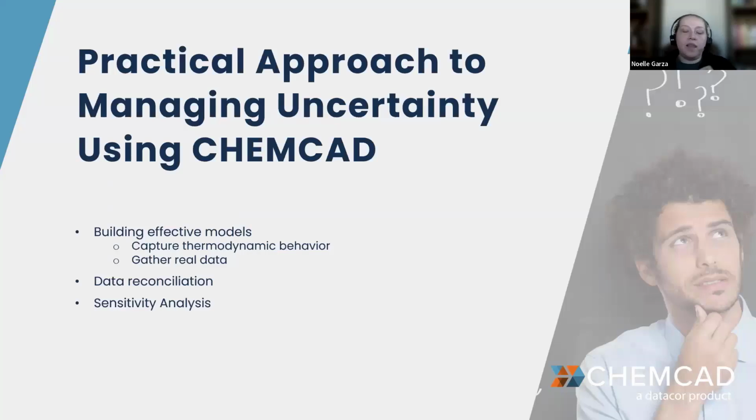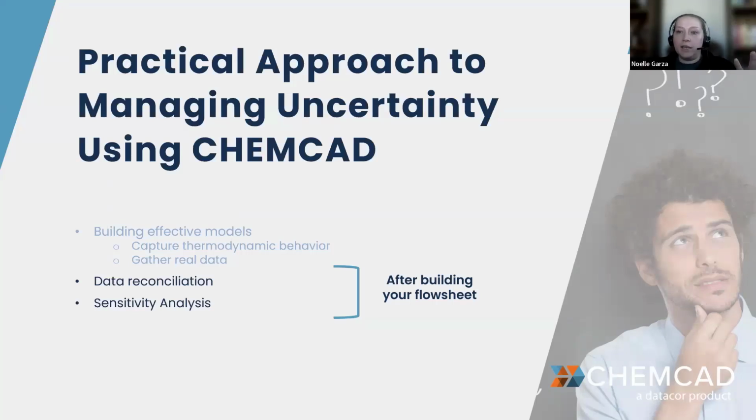Okay, so how do we manage uncertainty in ChemCAD? First, we work on building the model before building the flow sheet. So investigating thermodynamic behavior, making sure we have a good idea of the outcomes before moving on to building your flow sheet, and then addressing uncertainties in the design and the ability to add flexibility to our process during the design phase of building the flow sheet.